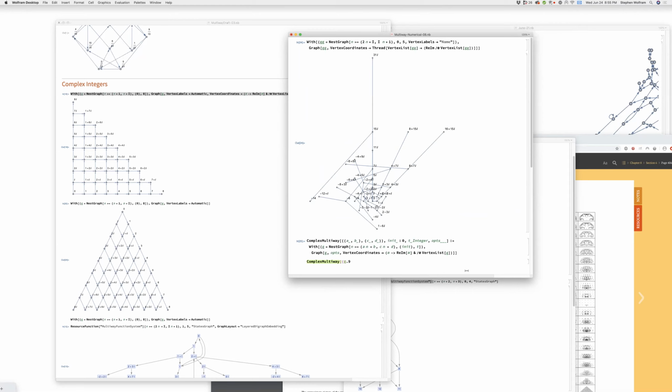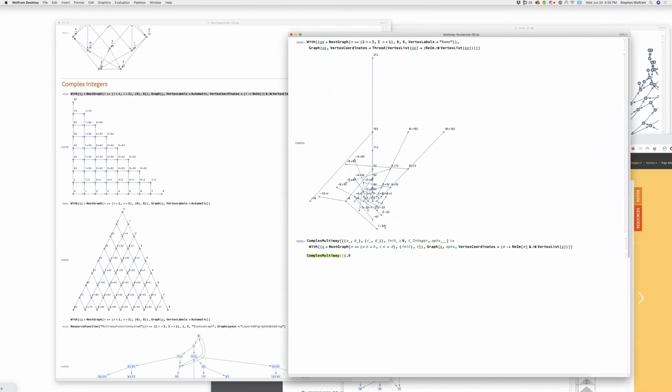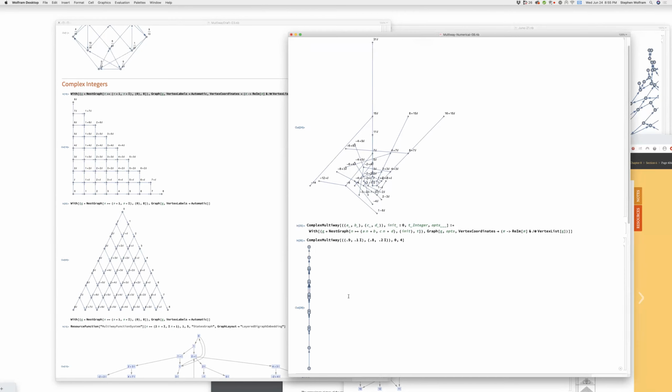So what are you suggesting? Oh, well, 0.9 and 0.8 for the second. 0.9. No, but what should B be? 0.1 I. Okay. C? And 0.8, 0.2 I. Okay. And let's say 0, let's say 4 steps. Okay, that didn't work.